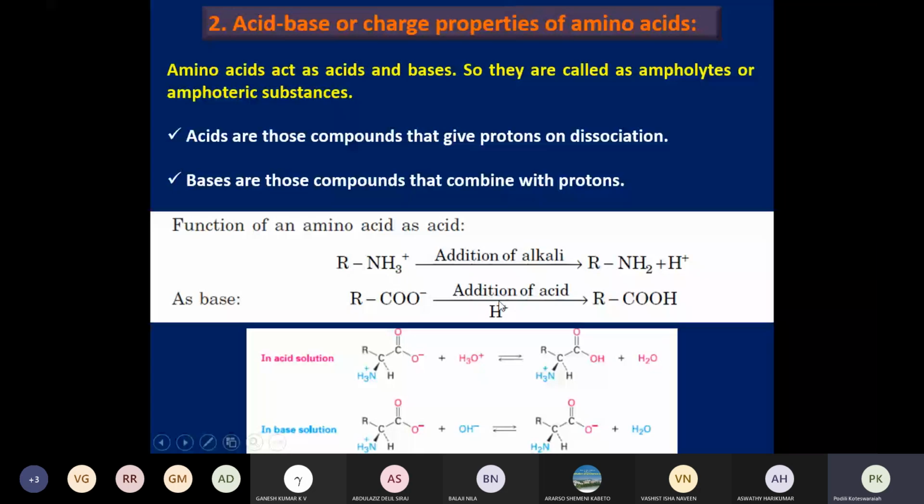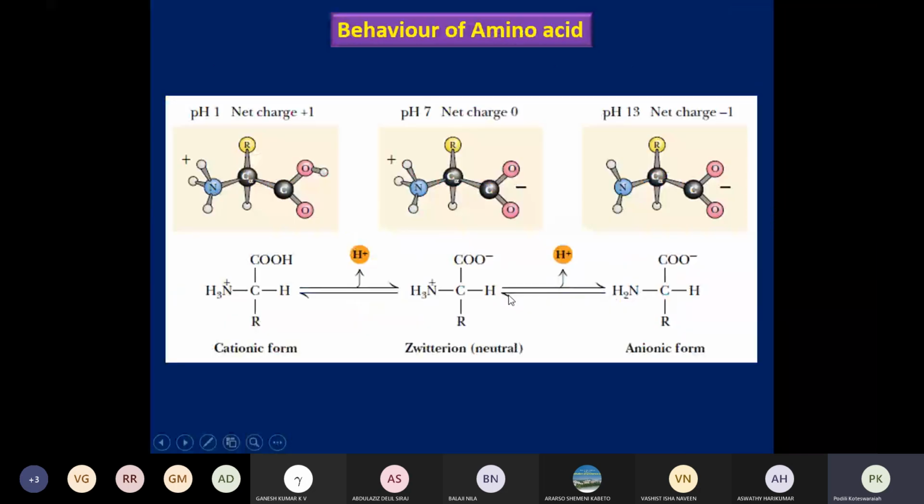So in the presence of alkali, the amino group of the amino acid loses the proton, whereas in the presence of acid, the carboxyl group gains the proton. So that's why the amino acids can release the proton and can also accept the proton. So that's why they act as an acid and a base. And if you see the charge properties, the amino acids have zero charge at the isoelectric point, and below the isoelectric point they are positively charged, whereas above the isoelectric point they are negatively charged.